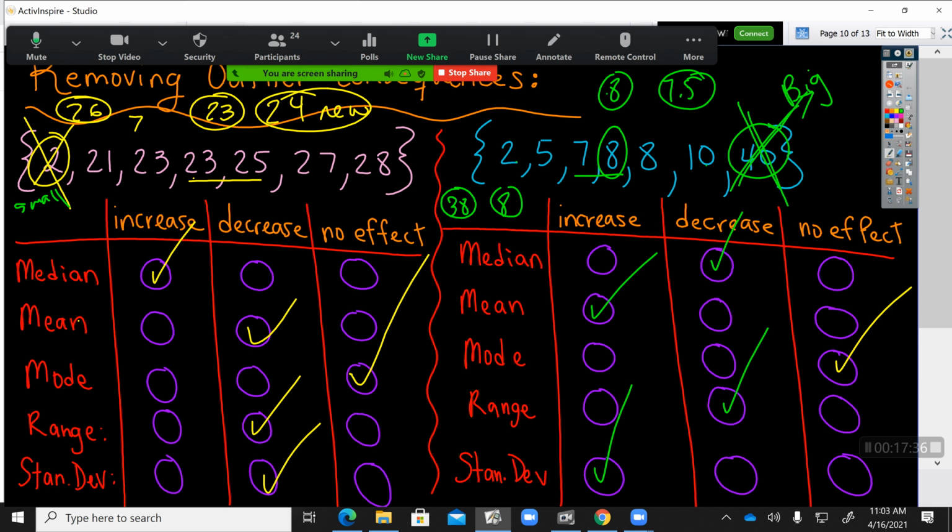This is important. Please make sure you copy it, take a picture. Make sure you have this information somewhere so you can review it. Like I said, you can just memorize these statements that I have with the checkboxes.